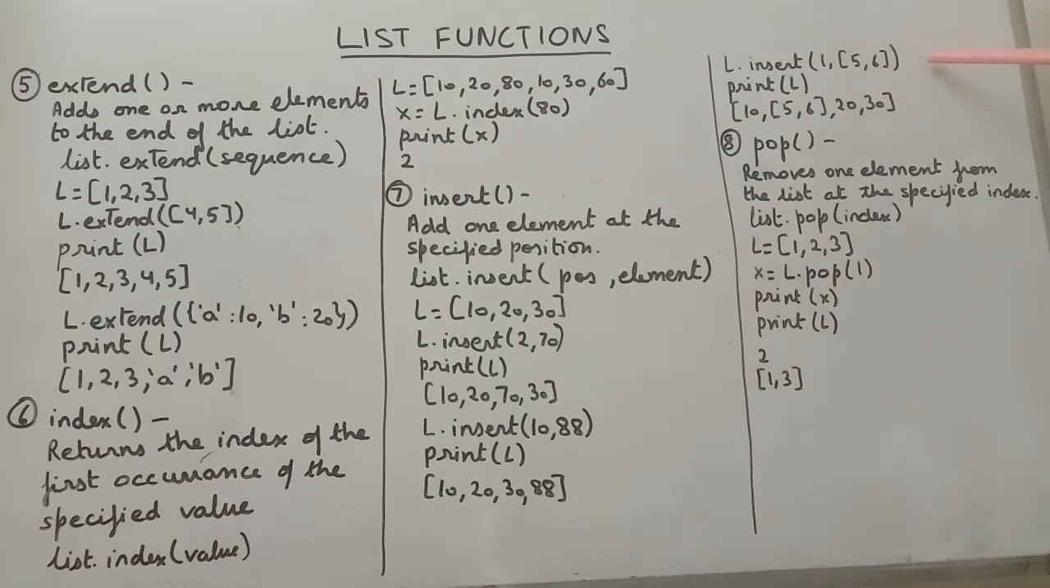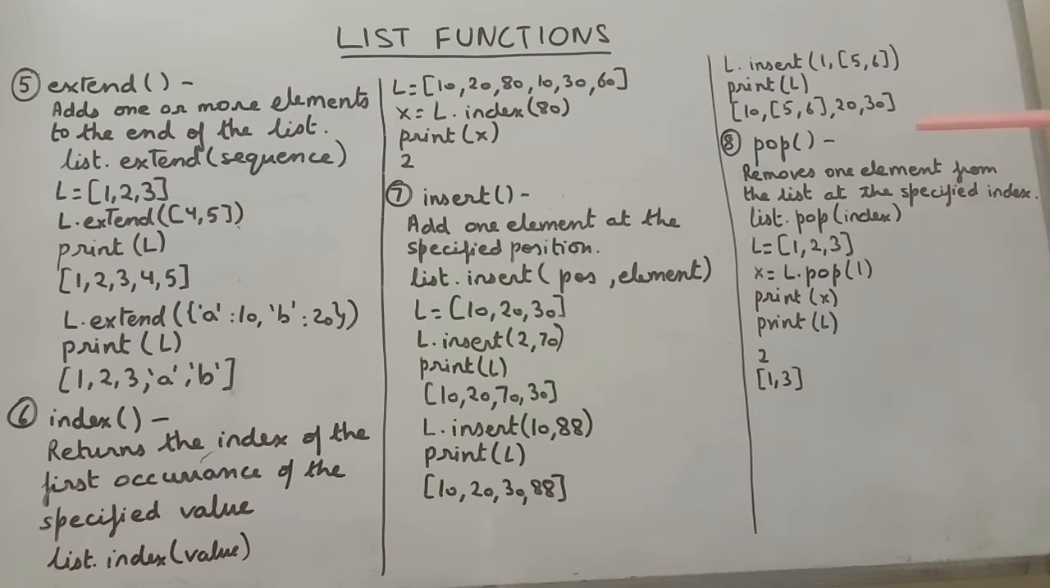Now, another example is if you provide the insert function with a sequence. This sequence will be treated as a single element and will be inserted at this index. So I have written L.insert(1, (5, 6)). Now 5, 6 will be treated as one element and will be inserted at index 1. So the resultant is 10, then the second element is 5, 6, and then 20, 30. So a nested list is created.